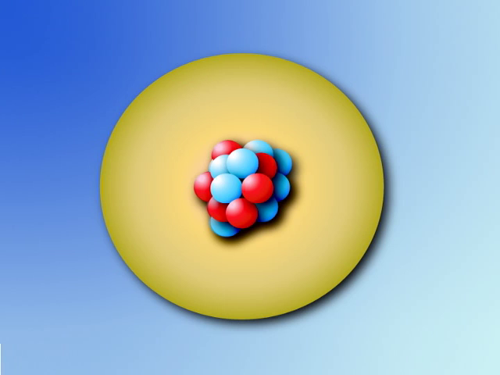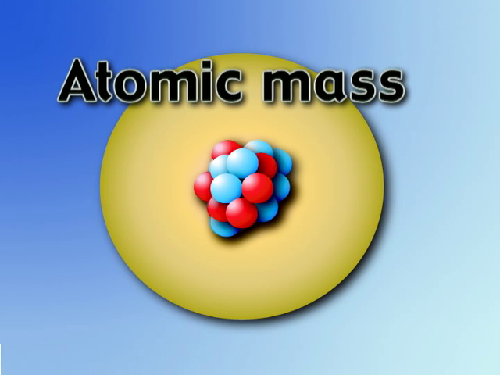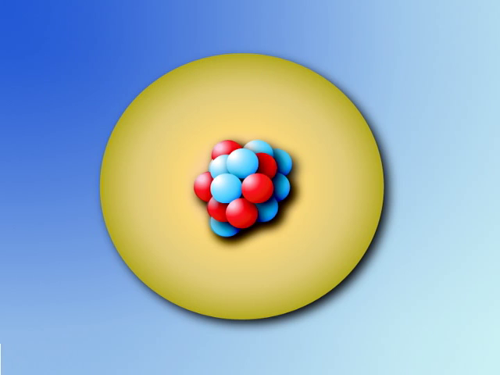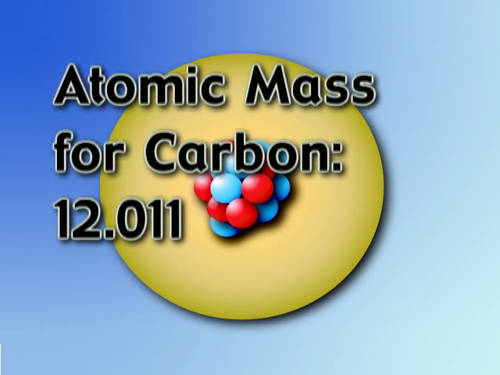As a result, the atomic mass of a given element is the average of all the isotopes of that element. Since the atomic mass is a weighted average, it's not usually an even number, but instead a number with a decimal. The atomic mass for carbon, for example, is 12.011 AMUs.